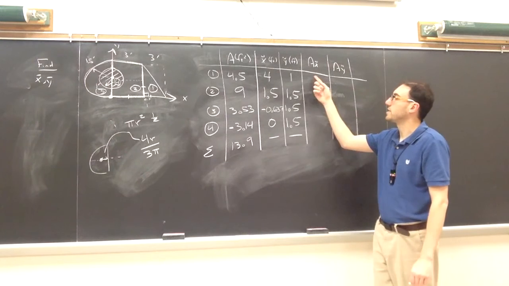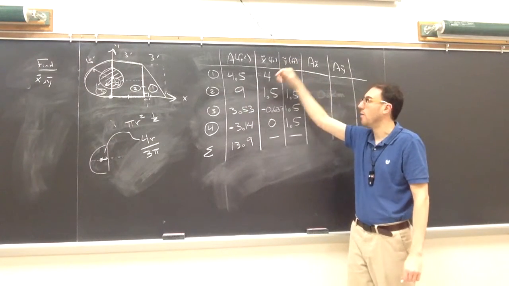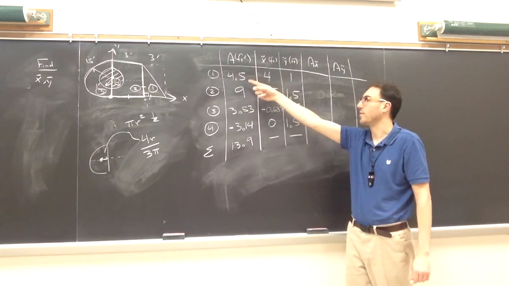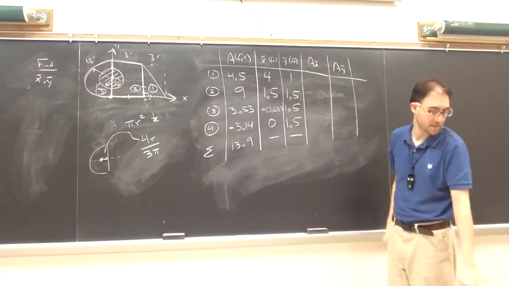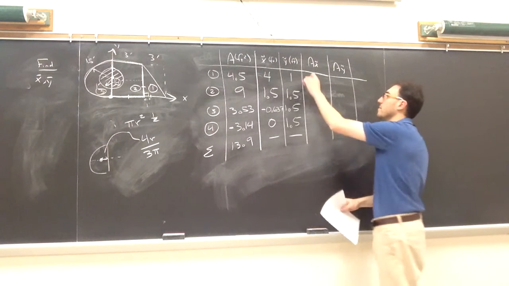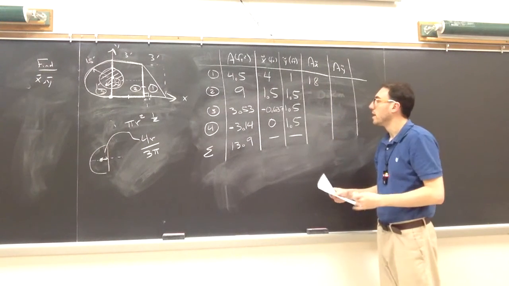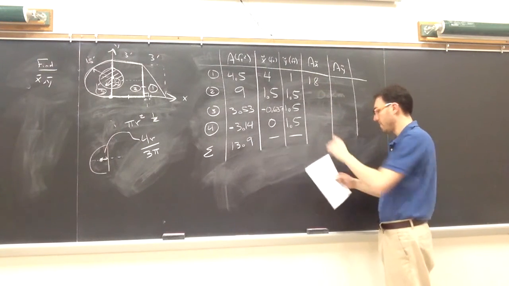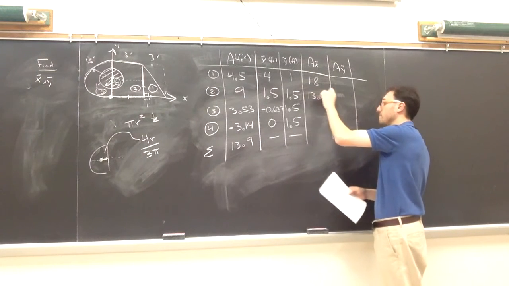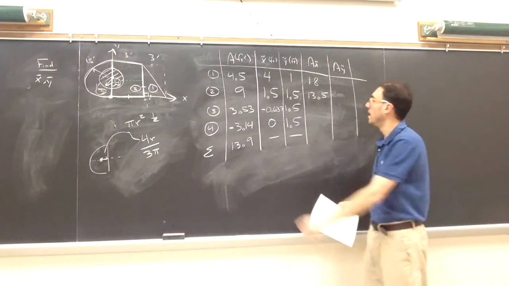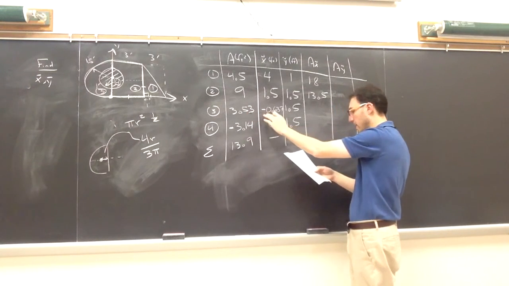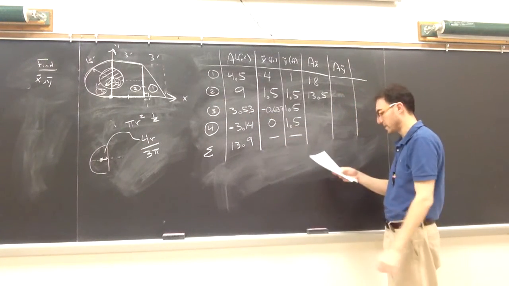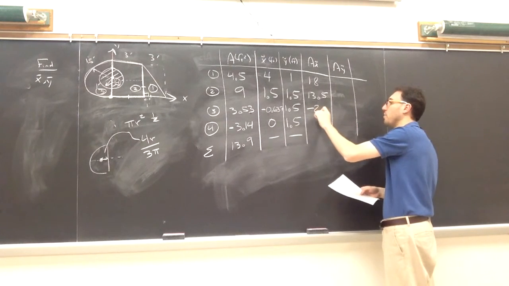For my A x tilde, I just, for each row, calculate its area times its x tilde. So 4.5 times 4, I get 18. The 9 times 1.5, I get 13.5. I get here 3.53 times negative 0.637 gives me a negative 2.3.